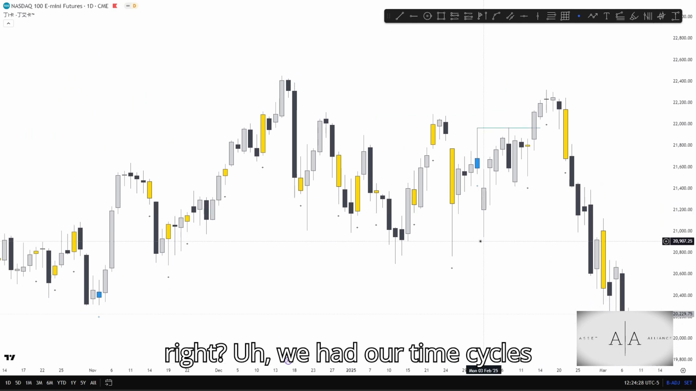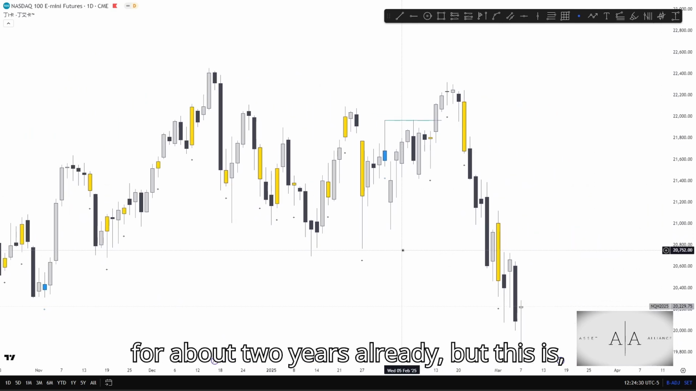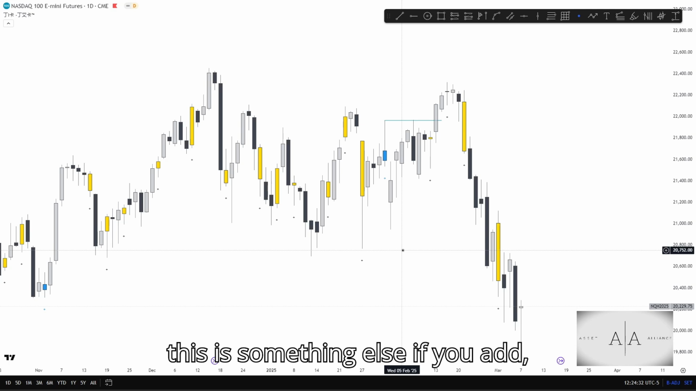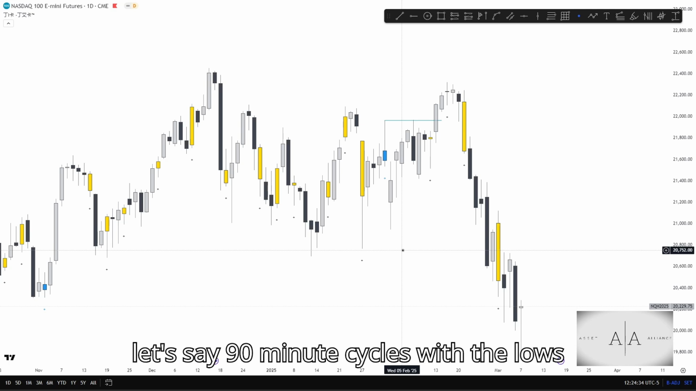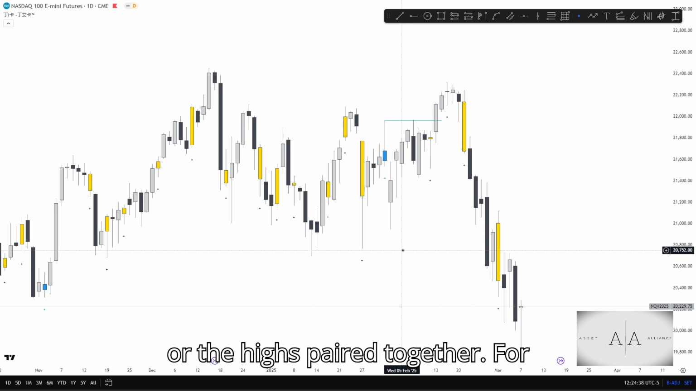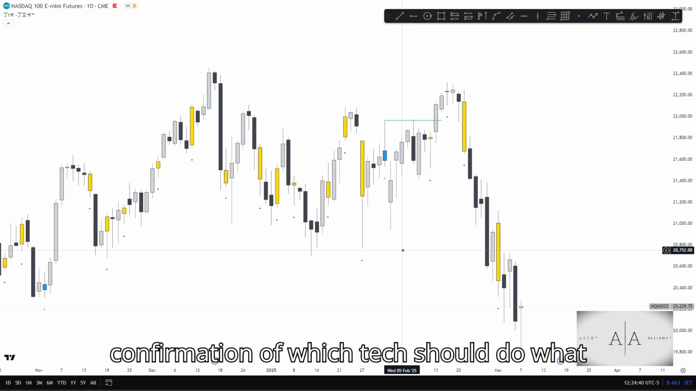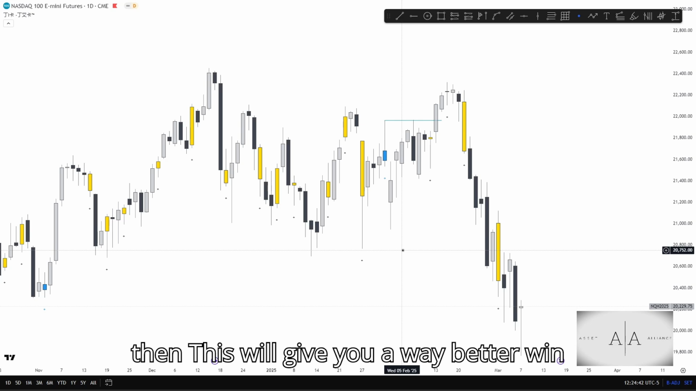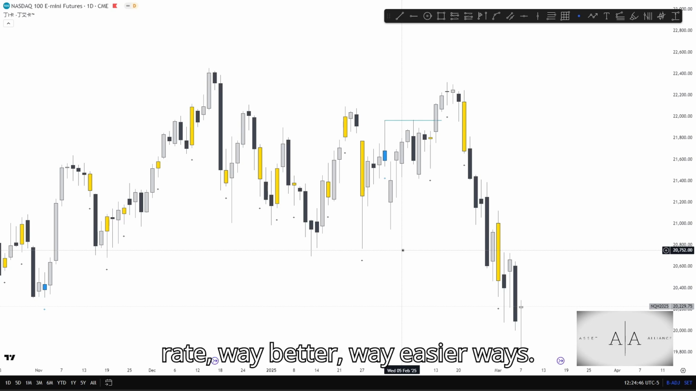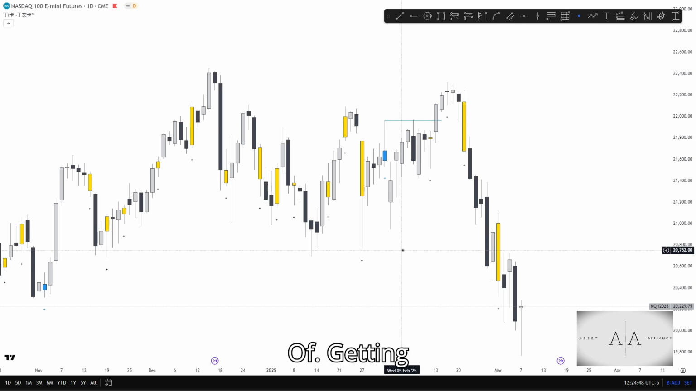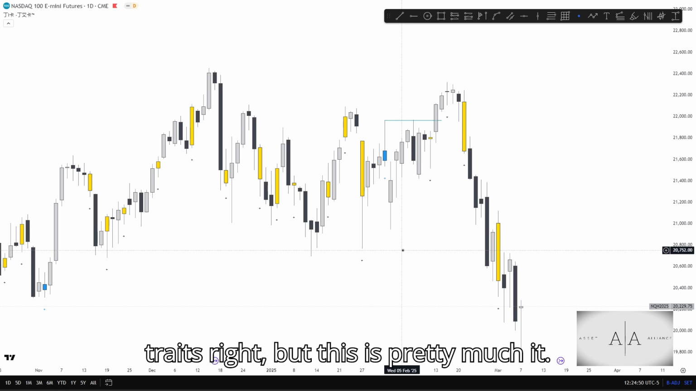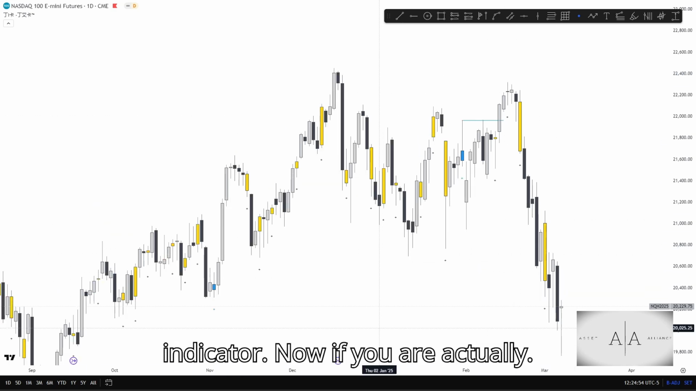We had our time cycles for about 2 years already, but this is something else. If you add, let's say, 90-minute cycles with the lows or the highs paired together for confirmation of which tag should do what, then this will give you a way better win rate, way easier ways of getting trades, right? But this is pretty much it. It's just a small showcase of the indicator.